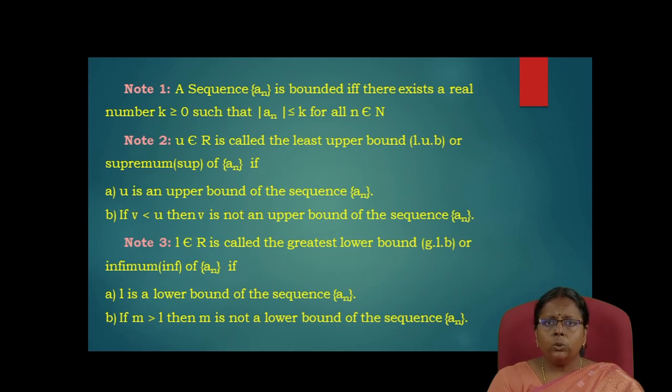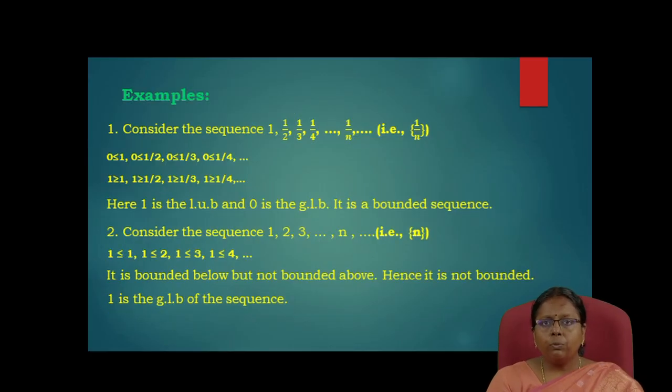Similarly, we define the greatest lower bound. For that we consider all lower bounds, and from those we take the greatest one, which will be denoted by GLB. So we will see some examples related to that.